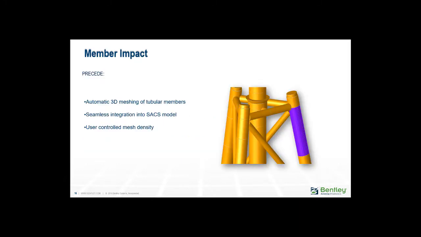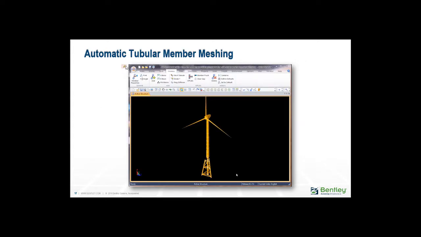We can automatically generate a 3D mesh for a tubular member to account for a ship impact analysis, and the mesh is seamlessly integrated back into the SACS beam model. The user has full control of the mesh density here. And just to show you how easy this is, this animation will show how to mesh a jacket member.